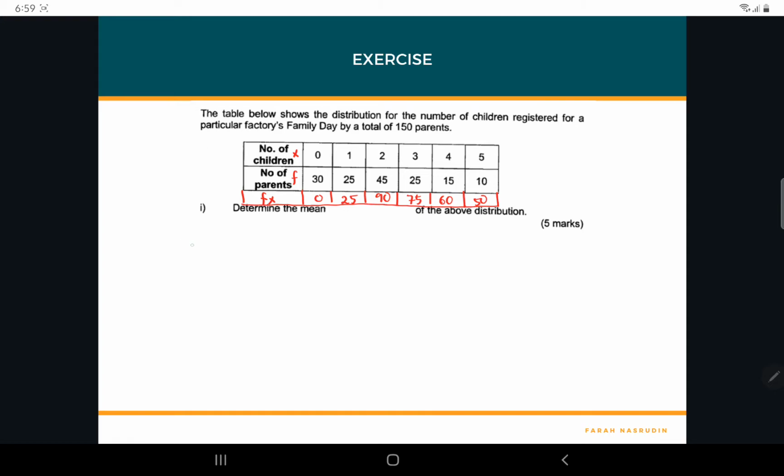Okay, so for finding the mean, we need to sum up our fx and divide by n. Our n is 150. To sum up our fx, we add all the values in the third row, which is 0 plus 25 plus 90 plus 75 plus 60 plus 50, and divide by 150. So could you please find the answer for me?